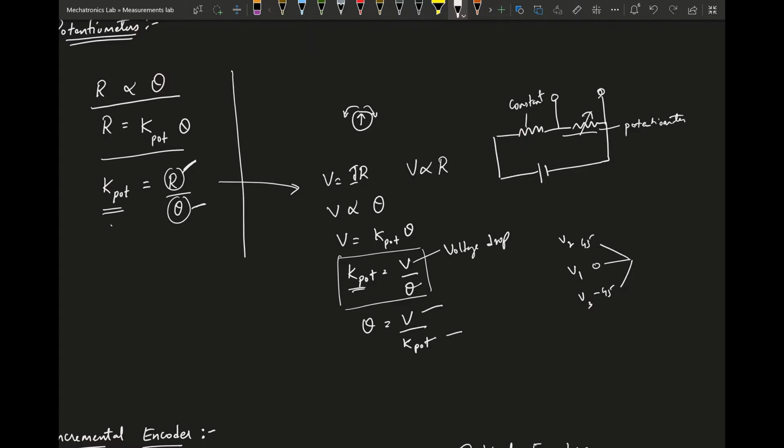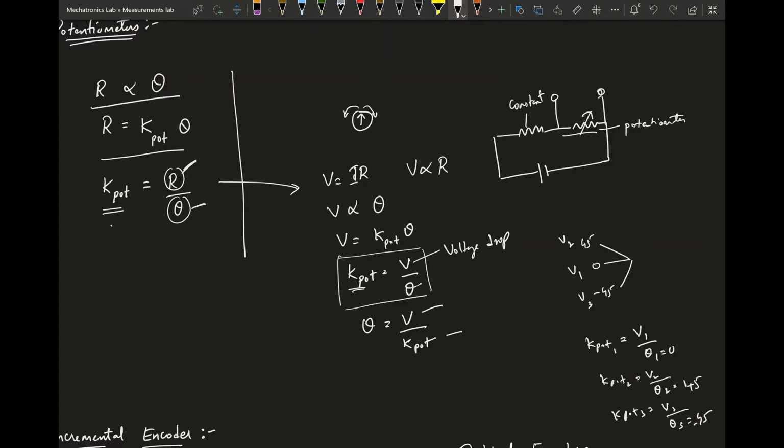So from those three values you'll have three K pot values. K pot 1 would be V1 by theta 1, which is equal to 0. K pot 2 would be V2 by theta 2, and K pot 3 would be V3 by theta 3, which would be, sorry, 45 and minus 45, right? So using this we'll get the K pot value.